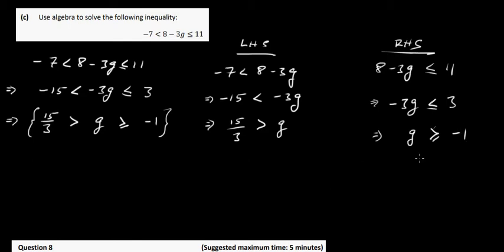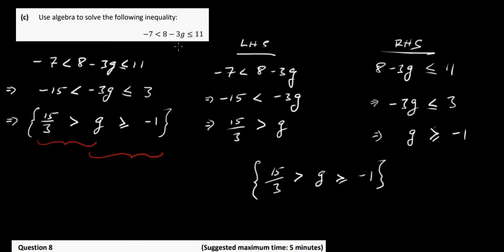So if you put these two together, you can actually see that this here is just the left hand side of the solution, and this here is just the right hand side of the solution. So you can put these together here. You've got g here is going to be less than 15 over 3 and greater than or equal to minus 1. So that's our solution to this here.